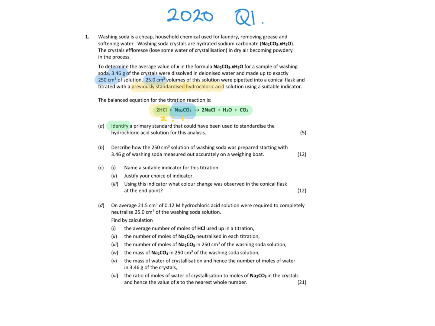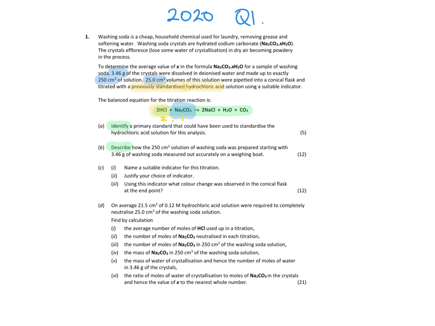Part B then of this question. Part B, the action verb here is to describe. So you're going to have to give some explanation. It asks you to describe how the 250 centimetre cubed solution of washing soda was prepared, starting with 3.46 grams of washing soda measured out accurately on a weighing boat.